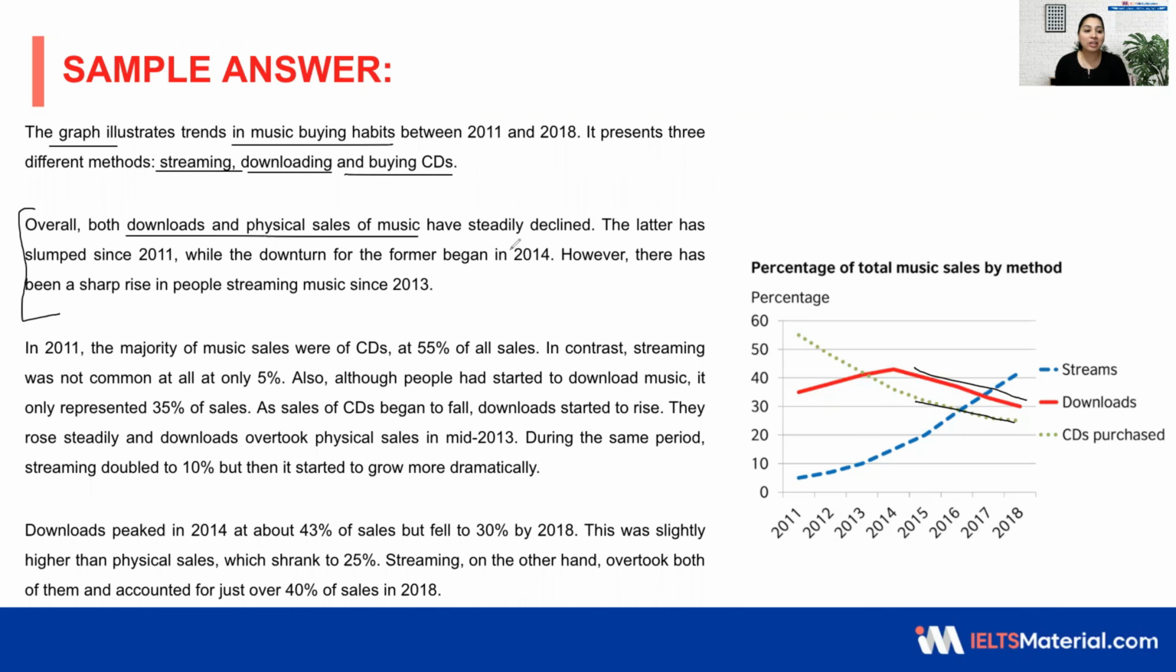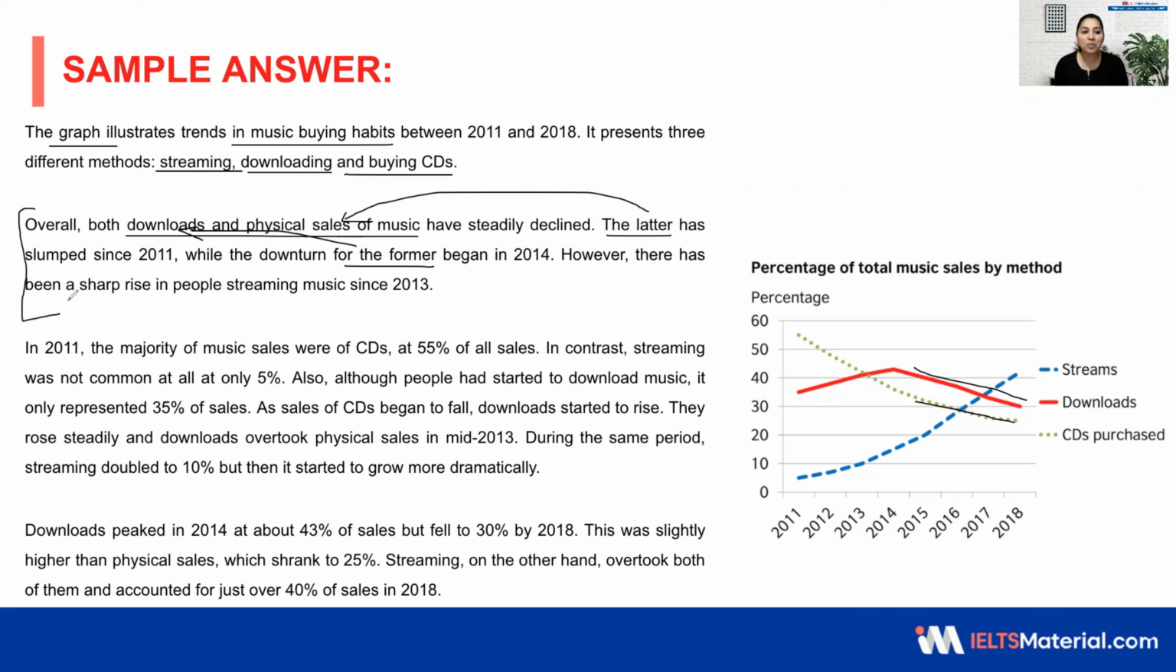Next, this is called an overall statement. Overall, both downloads and physical sales of music have steadily declined. This is actually showing a decrease. You can see that very clearly. The latter has slumped since 2011. The meaning of latter is they are talking about the physical sales of music, while the downturn for the former began in 2014. This former is actually talking about downloads.